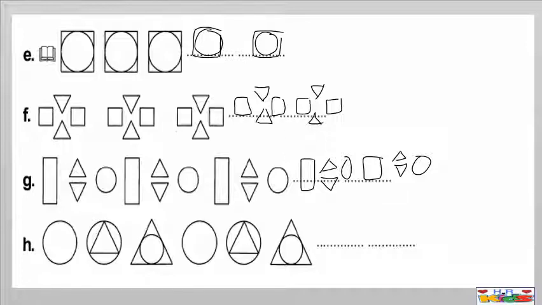The last question: a circle, then a circle inside a triangle, then a triangle inside a circle. So we will draw a circle, a circle inside it, a triangle, then a triangle inside it, a circle. And so, dear students, we finish lesson 1 and lesson 2 in this unit.